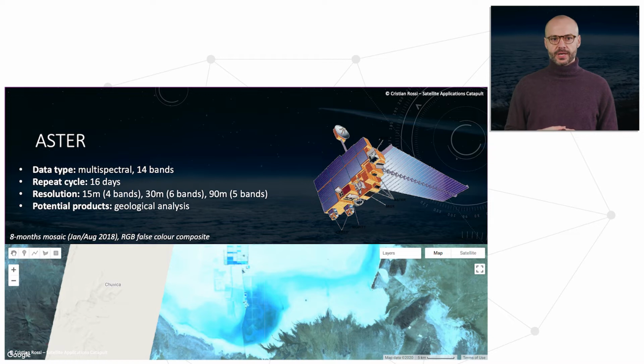Another mission is called ASTER. So this is another multispectral mission, 14 bands, with several bands in the shortwave infrared. This is quite useful for geological analysis, as I explained in a previous video. Repeat cycle 16 days and a resolution of 15 to 90 meters. This mission has been dismissed, but data is always available.